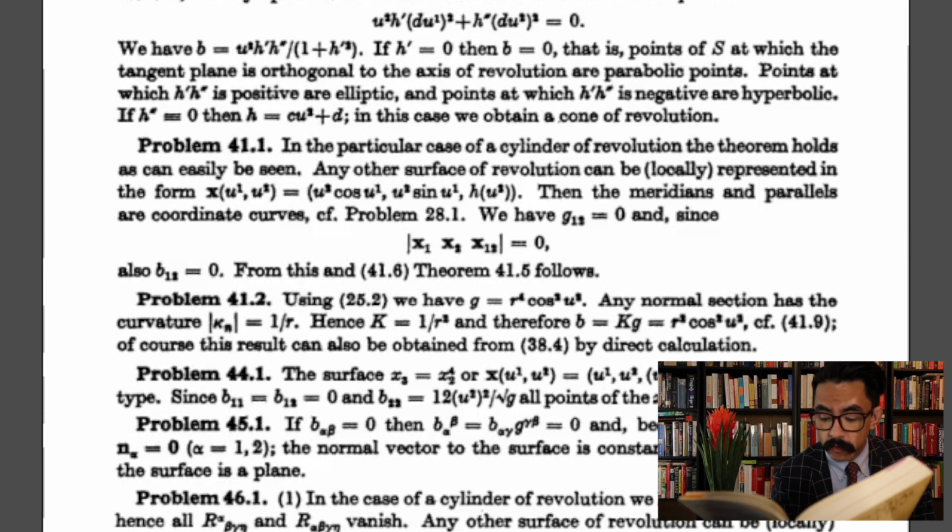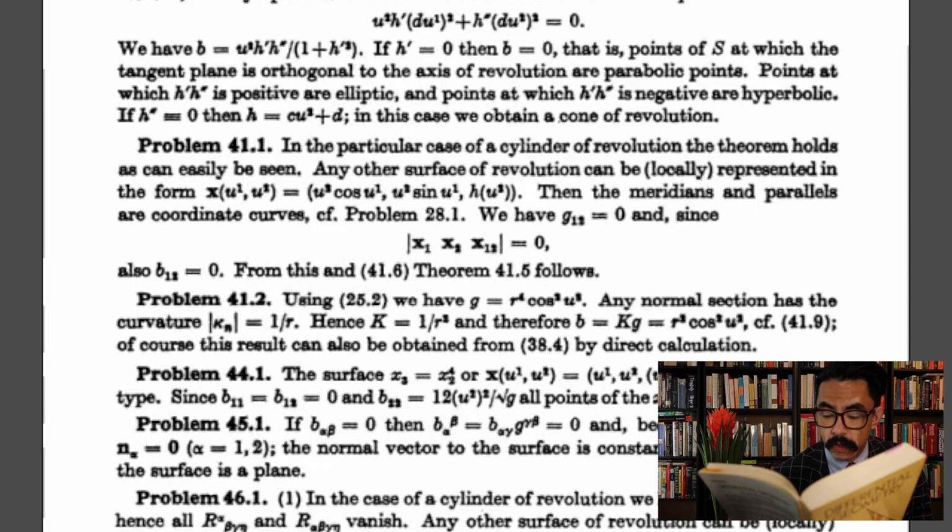Any other surface of revolution can be locally represented in the form x in terms of u1, u2, that is, in the first entry, u2 times cosine u1, and then in the second entry, u2 times sine u1, and then in the third entry, h times u2. Then the meridians and parallels are coordinate curves. Refer back to problem 28.1.